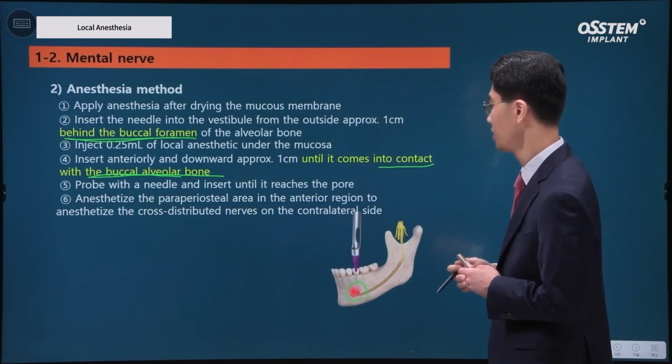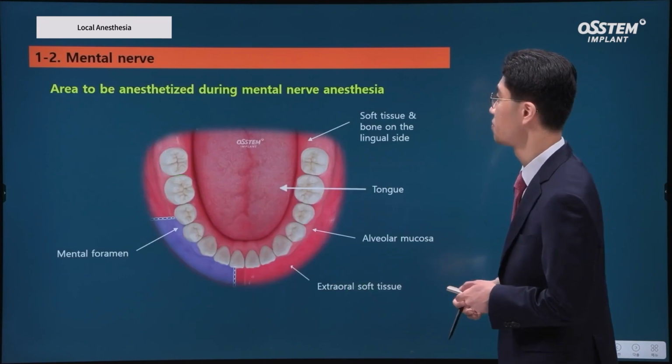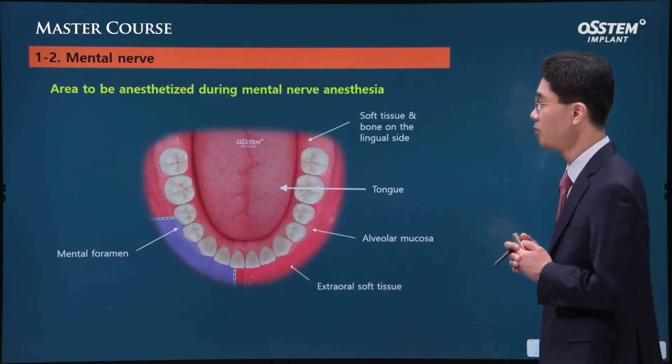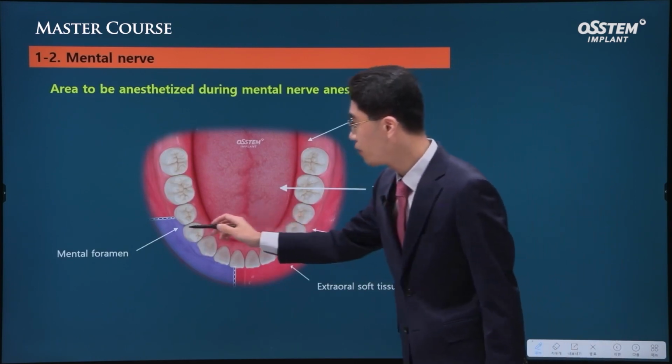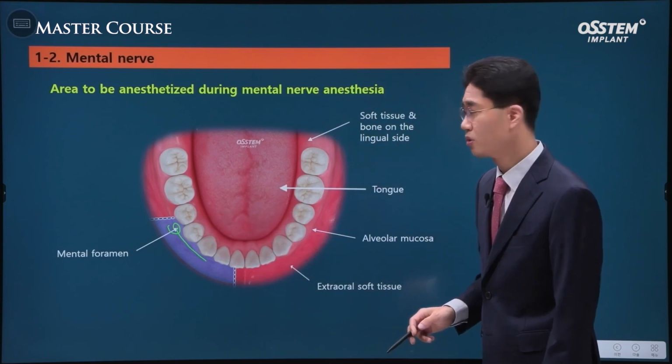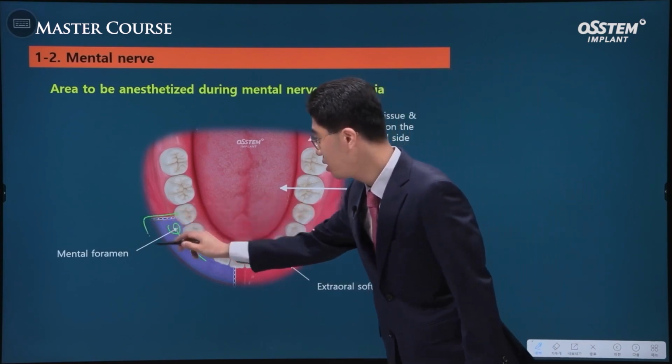Once block anesthesia is performed on the mental nerve, the nerves that run through the mental foramen are anesthetized. When you look at this image, what is shown in purple is numb.